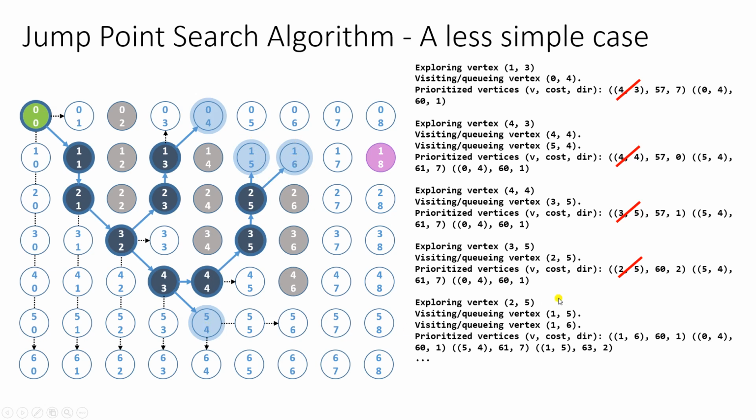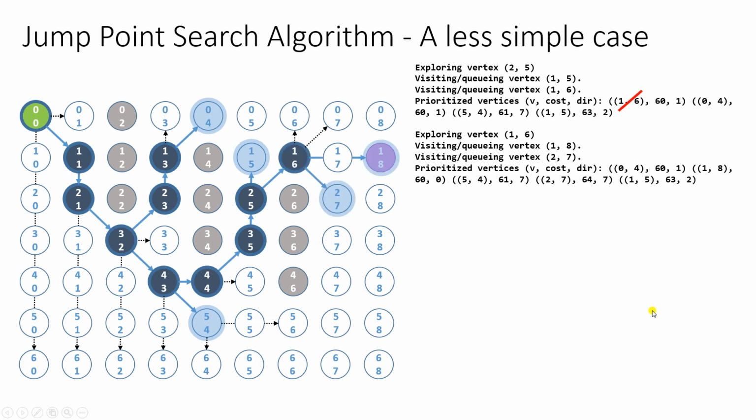A lot of jump points for the moment, and let's check what will be our next jump point to process, to explore. It will be 1, 6. It has the lowest cost, 60. Actually, it has the same cost as vertex 0, 4, but so it came to be that it is the first one in the priority queue. So let's go with it.